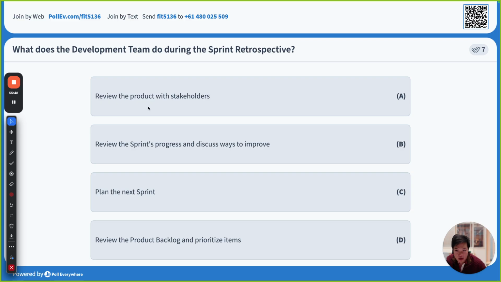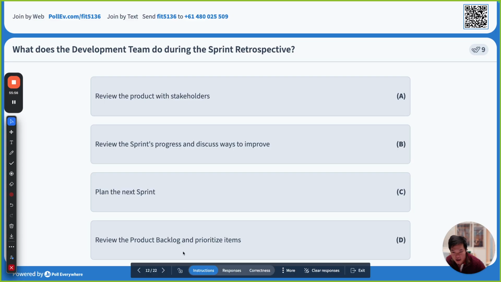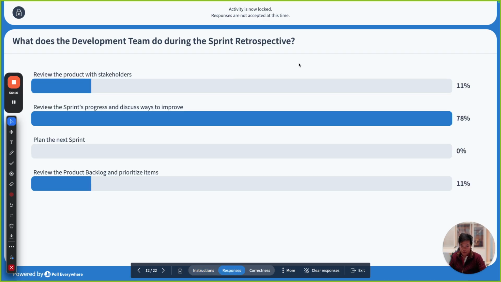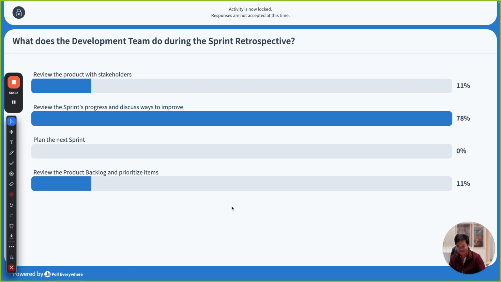First, review the product with stakeholder, review the sprint progress and discuss ways to improve, plan the next sprint, review the product backlog and prioritize items. Okay, let's log the results and the response and see the results. So the right answer should be review the sprint progress and discuss ways to improve. Yep, beautiful. Well done, everyone. Next.